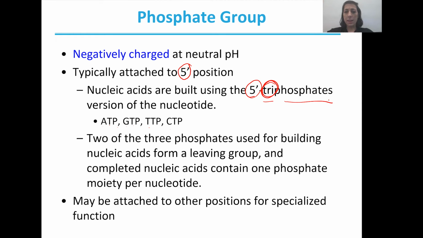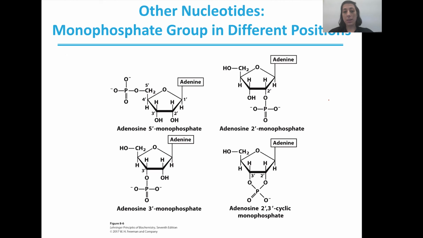But one thing to note is, again, I've been talking a lot about this phosphate on the 5' position. This phosphate can also be attached in certain circumstances to other positions, and that gives it special functionality. So here's an example just to show you some versions of a nucleotide. Here's our normal adenine nucleotide, where we have the nitrogenous base, which is not drawn here, but it's just written as adenine, is attached to the 1' position of our pentose.